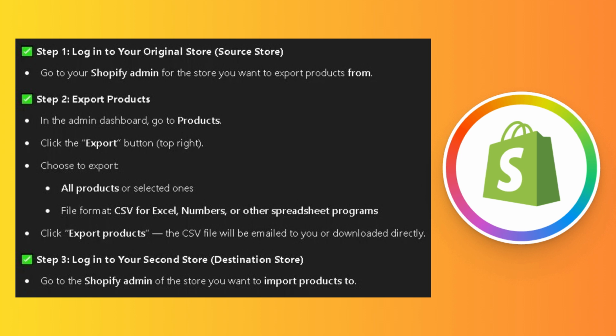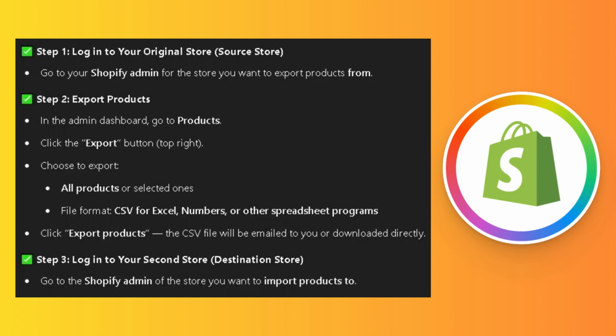Export product. In the admin dashboard, go to Products. Click on the Export button in the top right. Choose to export all products or the selected one. Choose the file format. This could be CSV for Excel, Numbers, or any other spreadsheet program. Click Export Products. The CSV file will be emailed to you or downloaded directly.